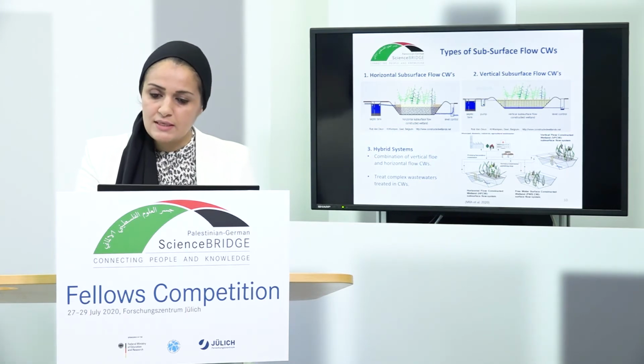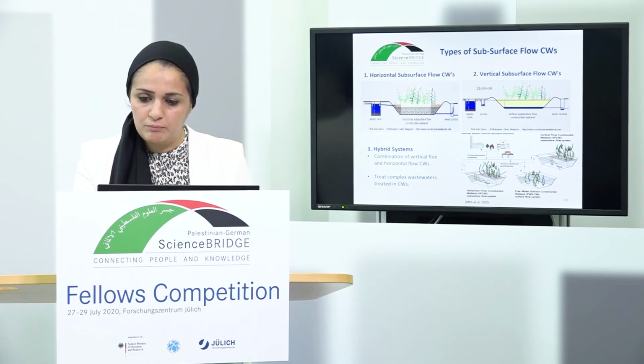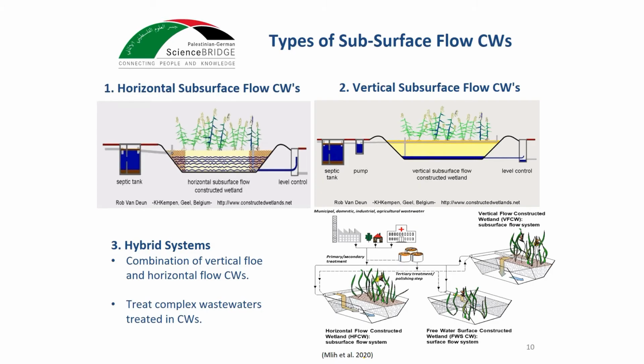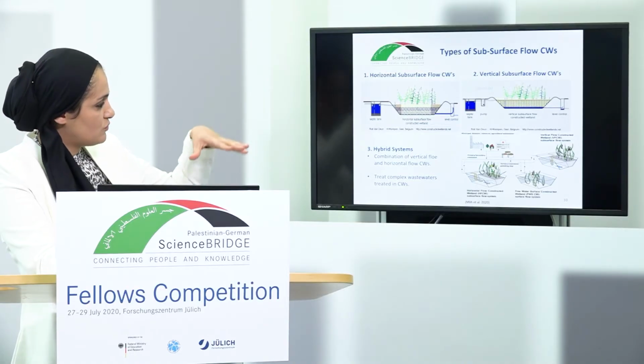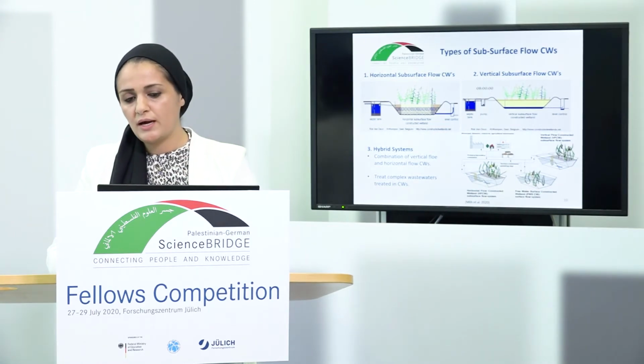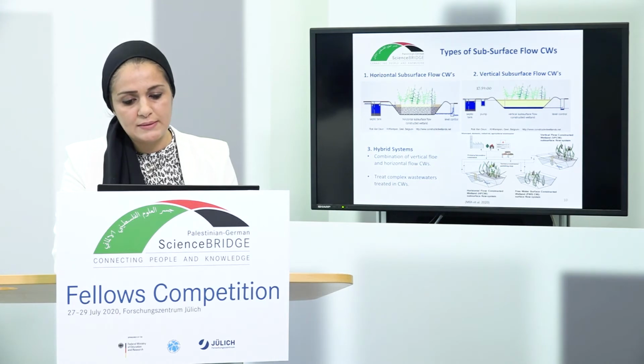While in the vertical subsurface flow system, the flow is vertical, as you can see here. From the septic tank, the flow goes vertically from the plants into the media and is then collected at the bottom of the constructed wetland.